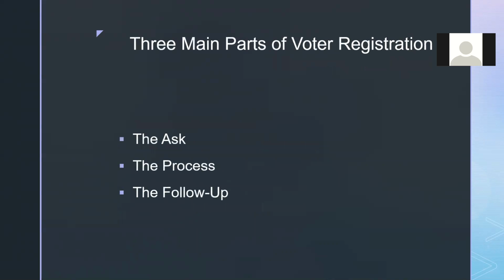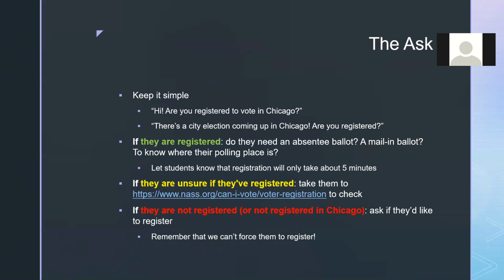So for anyone who saw this presentation originally, I've broken it down into 3 categories. There's the ask, the process, and the follow-up. What we mean by the ask is how we ask our students if they'd like to register to vote or if they're interested in voting in the municipal election. We like to keep it simple. We just say, hey, are you registered to vote in Chicago? Or, hey, there's an election coming up in Chicago, are you registered? Again, it's a little easier with the midterms because I think most of them knew there was an election happening, whereas right now, they might not, which can be a little bit difficult.